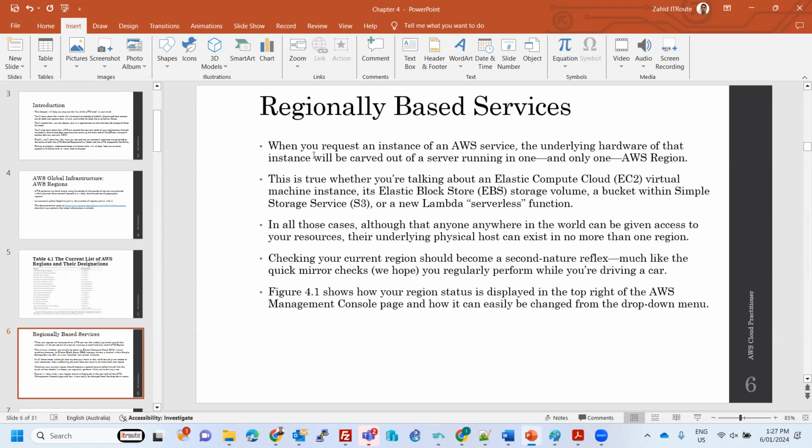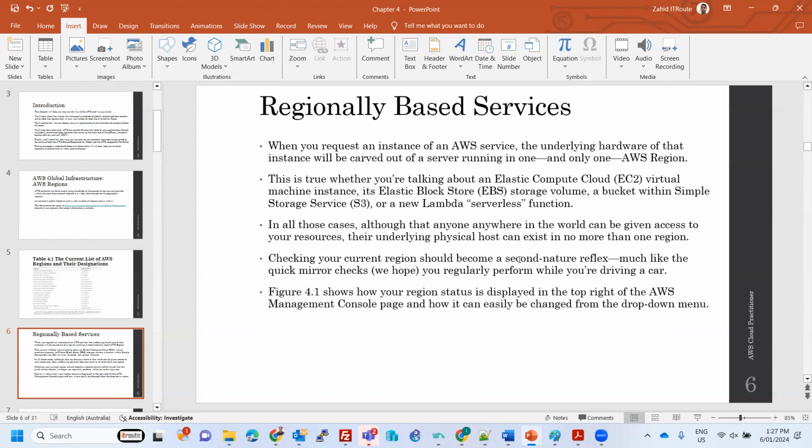So, regionally based services: when you request an instance of an AWS service, the underlying hardware of that instance will be carved out of a server running in one and only one AWS region. This is true whether you are talking about Elastic Compute Cloud, EC2 virtual machine instances, Elastic Block Store, EBS storage volumes, a bucket within Simple Storage Service, S3, or Lambda serverless functions. In all those cases, although anyone anywhere in the world can be given access to your resources, their underlying physical host can exist in no more than one region.